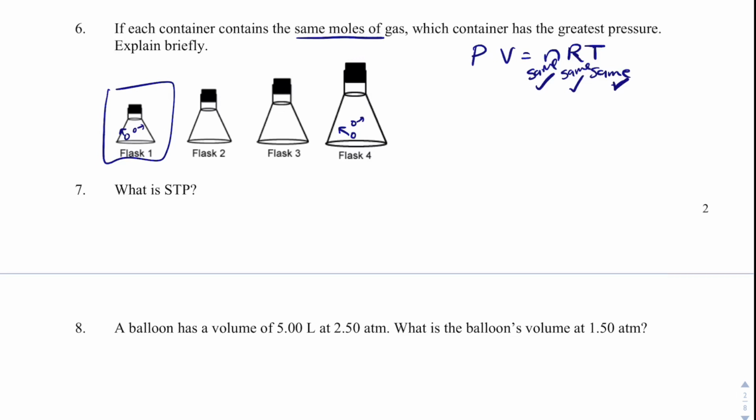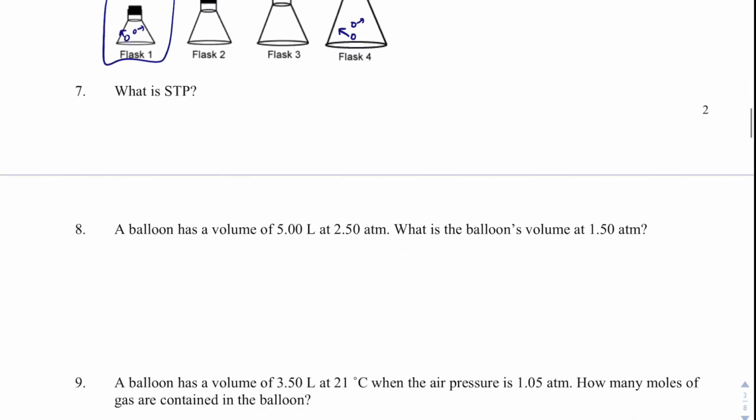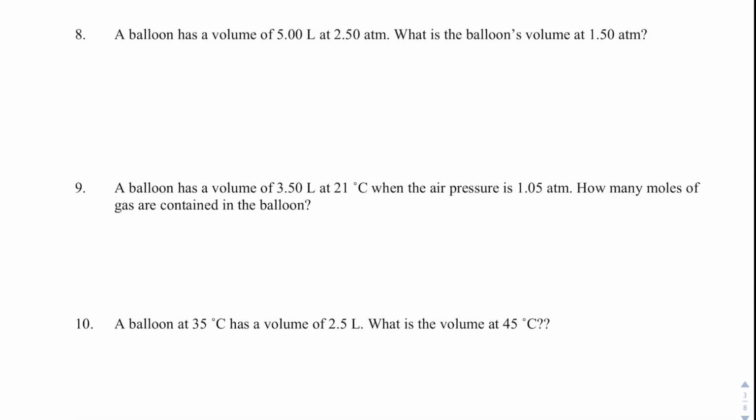Okay, so let's look at number 8. I'm going to show you a couple ways to derive each gas law. Here we have a balloon. It's got a volume of 5 liters and a pressure of 2.5 atmospheres. What would be the balloon's volume if the pressure changed to 1.5 atmospheres? What I call this is a before and after gas law problem, and that means we will need to derive the equation.